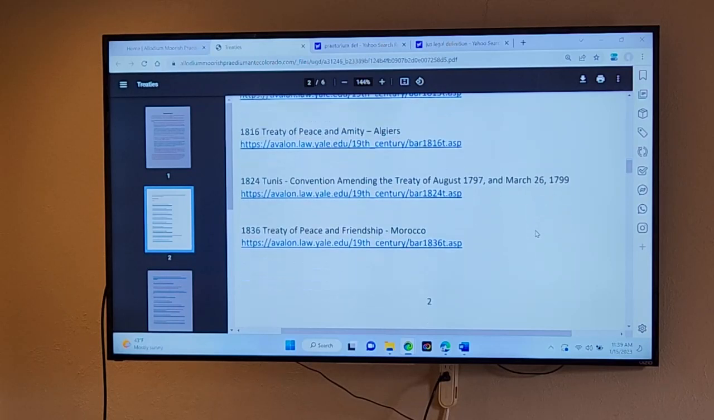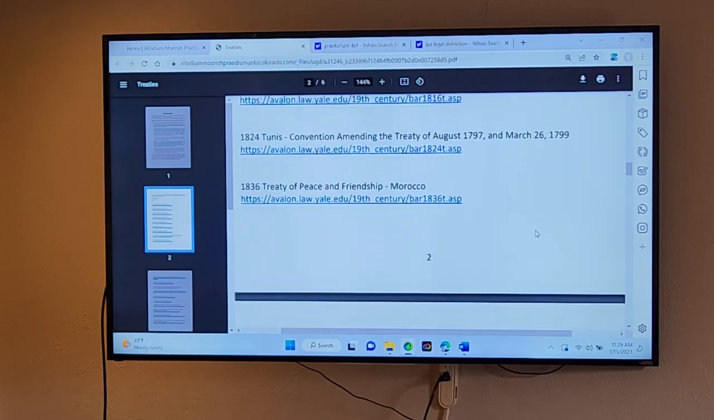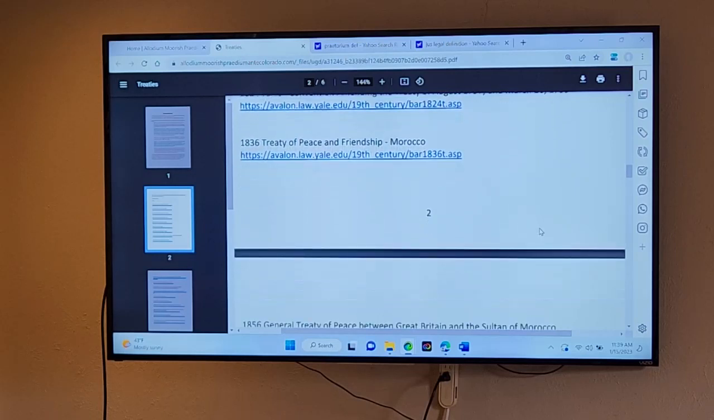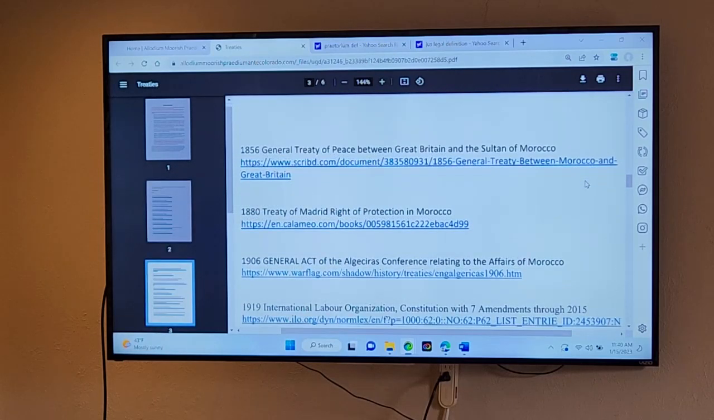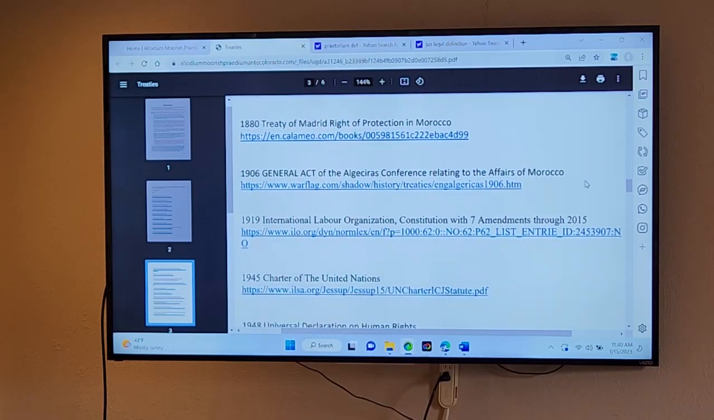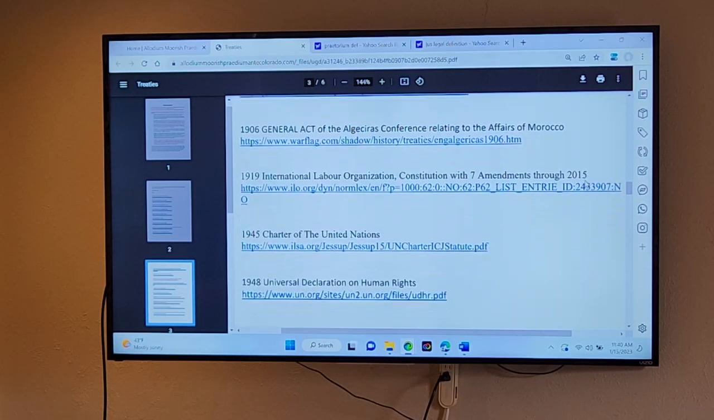1816, Treaty of Peace and Amity, signed in Algiers. 1824, Tunis Convention, amending the Treaty of August 1797 and March 26, 1799. The 1836 Treaty of Peace and Friendship, signed in Morocco. The 1856 General Treaty of Peace between Great Britain and the Sultan of Morocco. The 1880 Treaty of Madrid, right of protection in Morocco. The 1906 General Act of the Algeciras Conference relating to the affairs of Morocco.